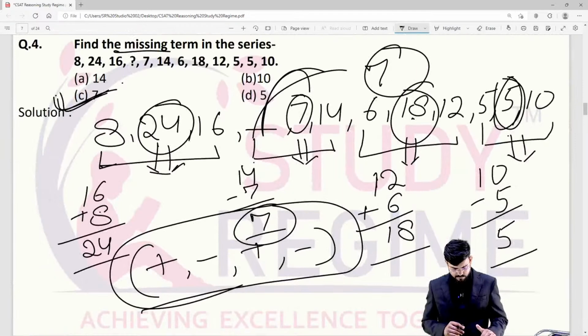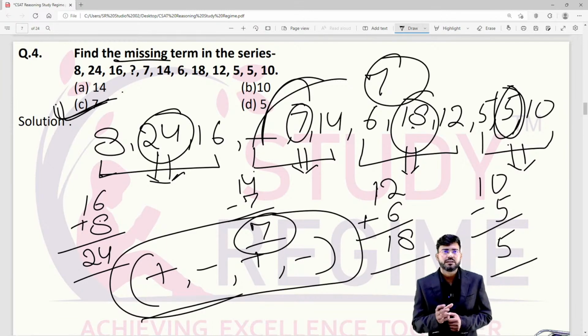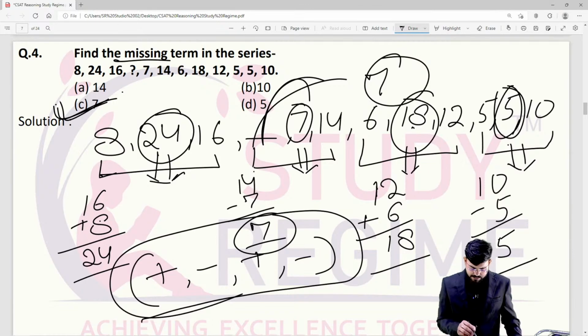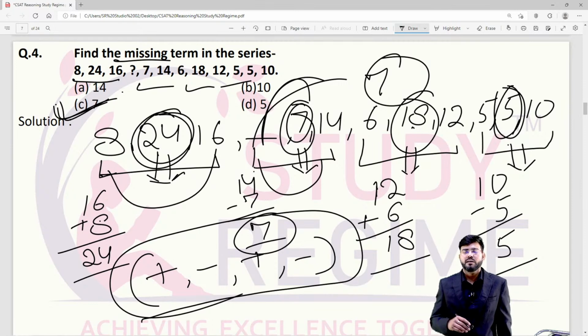Okay. Next is to find the missing term in the series. In this type of series we have made a pattern of 3. We have grouped them in threes, then you see the difference. Here the middle term was found by adding the other 2, and then the next middle term was found by subtracting the other 2. Again the middle term was found by adding the other 2, and again by subtracting the other 2. So this was the pattern which we found and we have completed this.